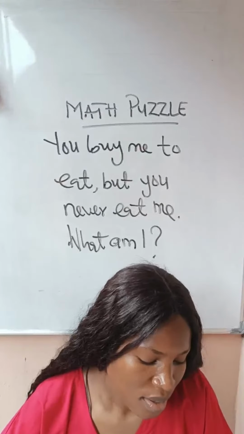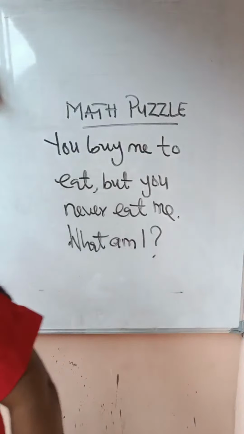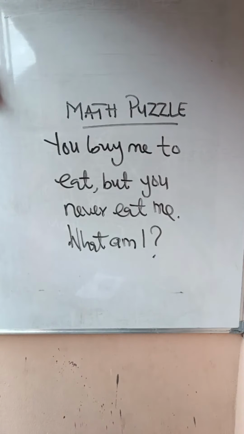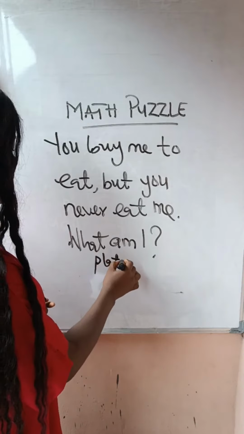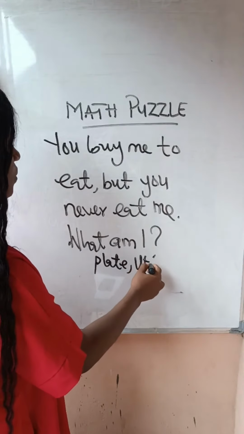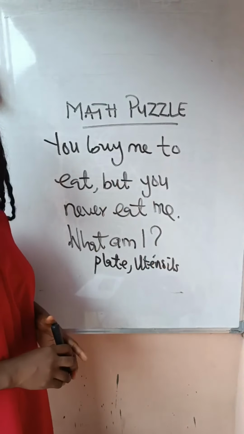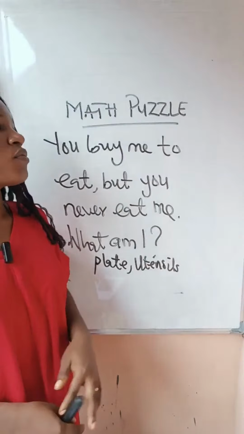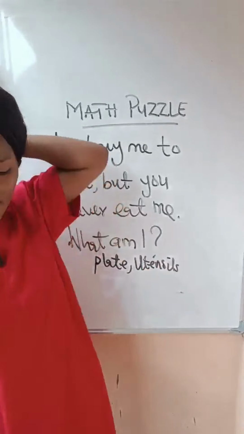Okay, so it's actually simple. The answer is plates. You buy plates to eat, but you don't eat it. So let's talk about utensils. Anything you use to eat food. Okay, anything you buy that you normally intend to use to eat food falls under this, because you use them to eat food, but you don't eat them.